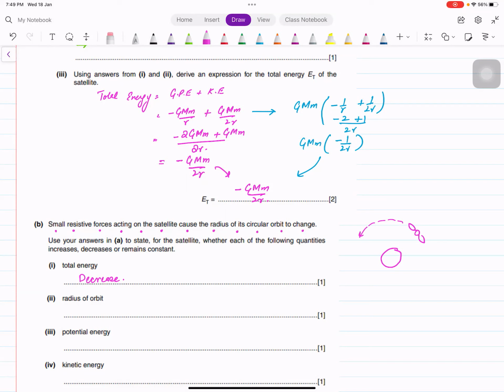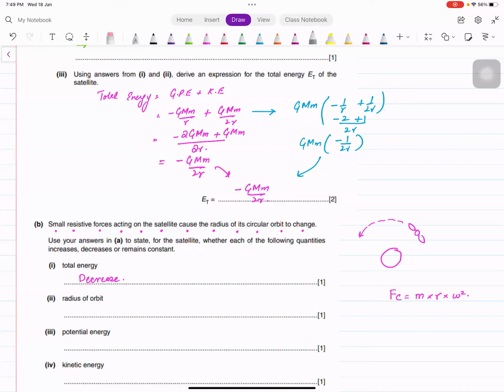But the thing is that now, because it has less energy, it needs to rotate at a smaller radius. Why? Because if you look at the centripetal force requirement, it depends on the mass of the object, the radius of the object, and the angular speed. Do you understand?